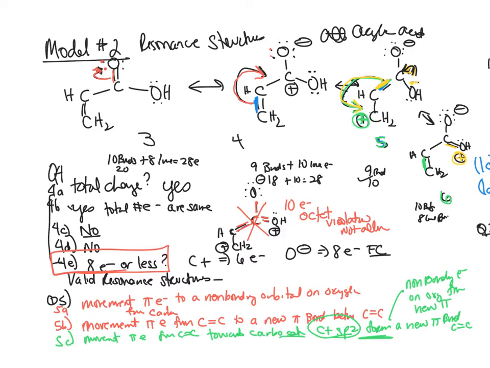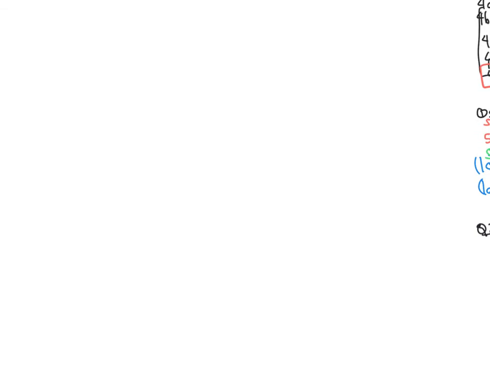The question on the next page, which would be 6a. So 6a is talking about in structure 3 of model 2, the double bond electrons move to form a lone pair on the oxygen. So we see that right here. The arrow below shows the double bond electrons moving to a lone pair. Okay, so I will draw this one out. So they're showing you structure 3.